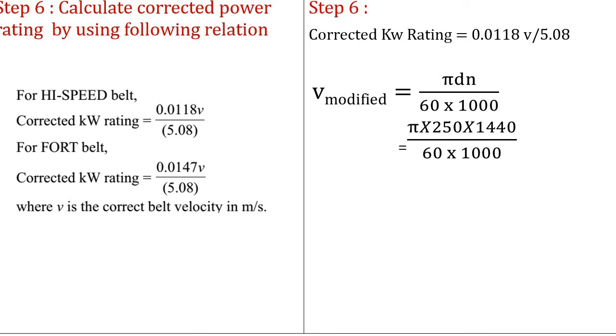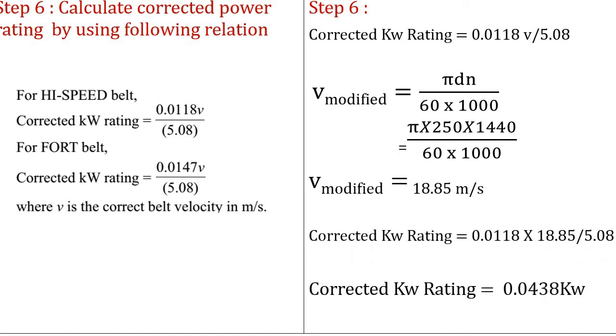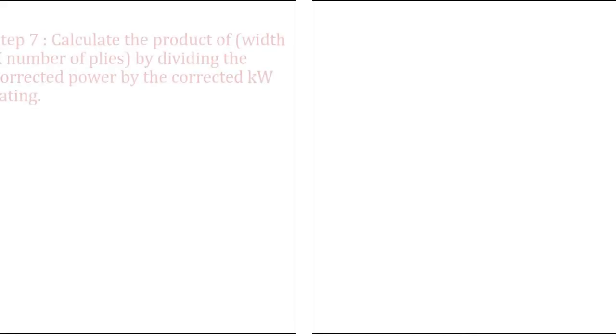If the diameter of the pulley increases, the actual velocity of the belt is going to decrease. So we have to calculate the actual velocity of the belt. This is called V modified. So we get V modified equal to 18.85 meter per second. Now corrected kW rating equals 0.0438 kilowatt.